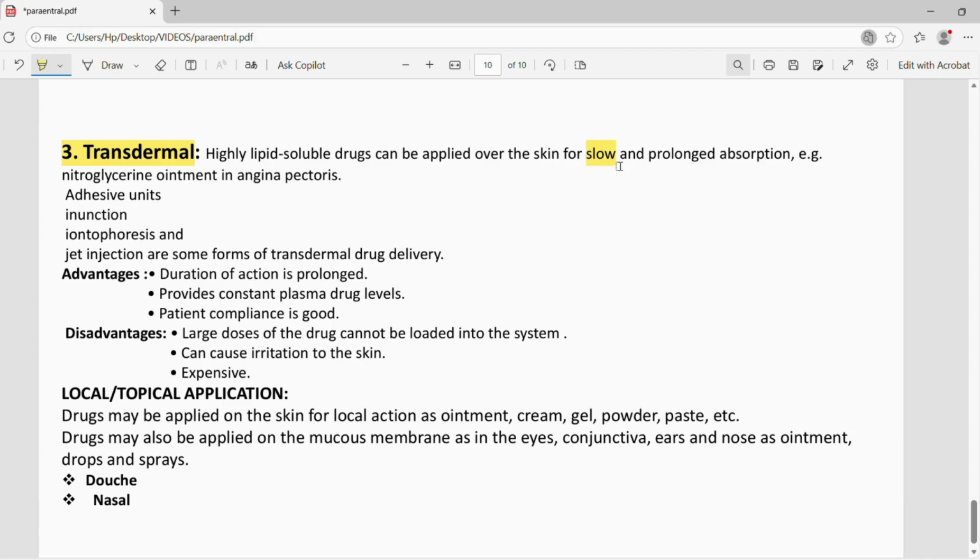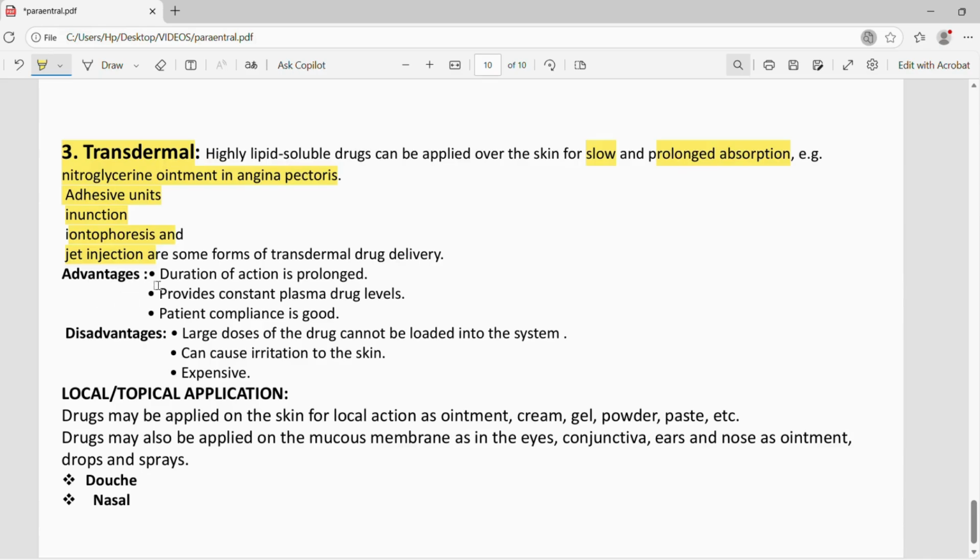Because of slow absorption, there will be prolonged absorption and the drug will act for a longer period of time. Here is the example, nitroglycerin ointment in angina pectoris. So transdermal route includes adhesive units, injections, iontophoresis and jet injections. These are the delivery systems of the transdermal route.